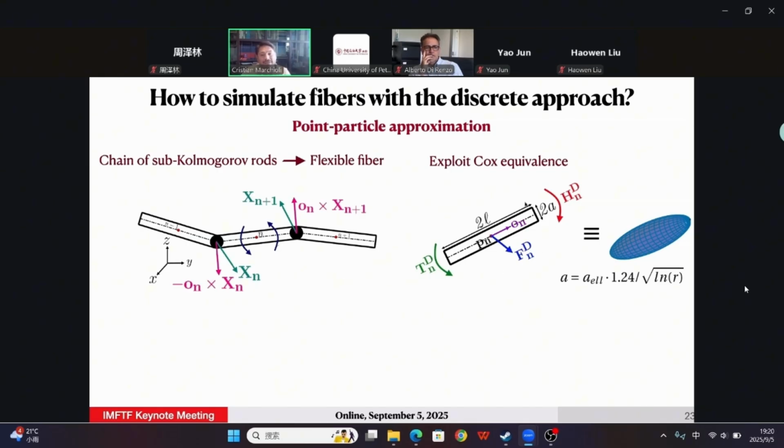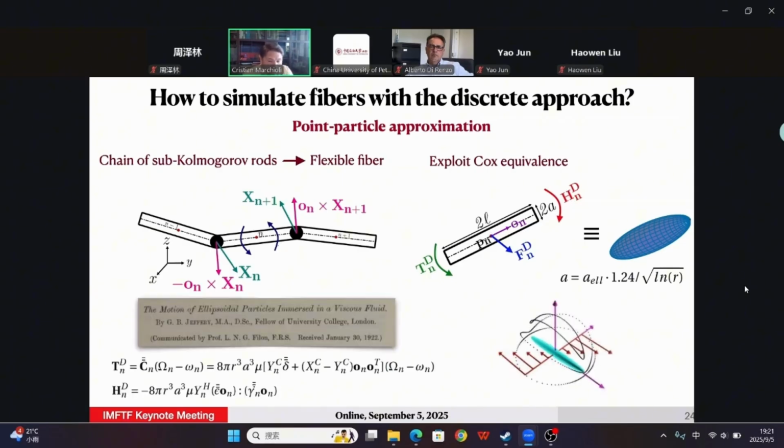And in order to do that, we exploit a very well-known equivalence, which was derived by Cox several decades ago, I would say, in which, from the point of view of the rotational behavior, you can establish an equivalence between a rod and an ellipsoid, which is a simpler shape because, for instance, you don't have sharp edges. And then you can find formulations for the hydrodynamic torques that are acting on the ellipsoid that you can apply also to the rod. And these torques are very well known in literature.